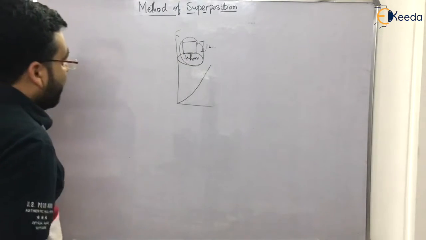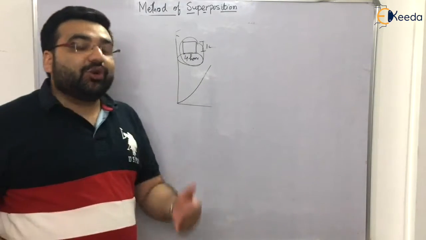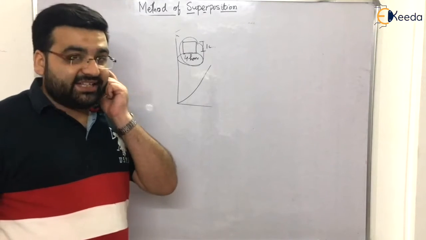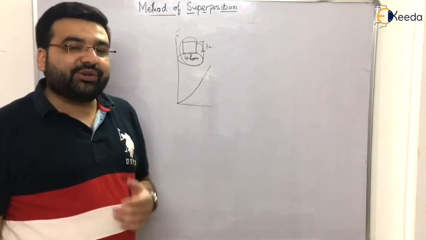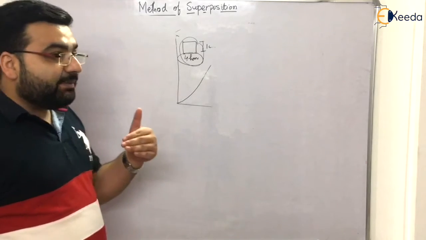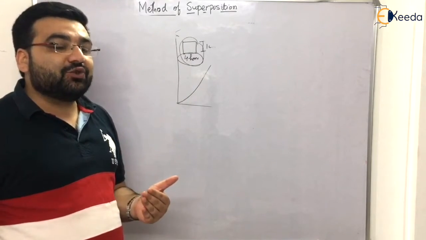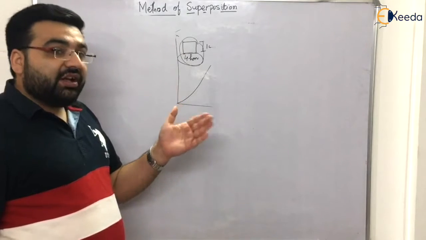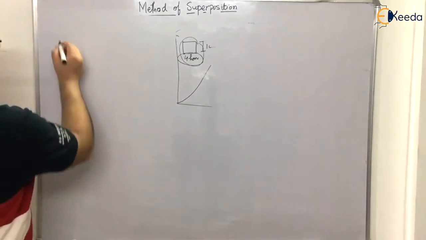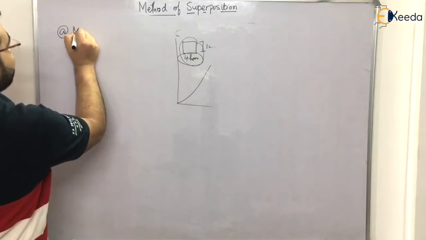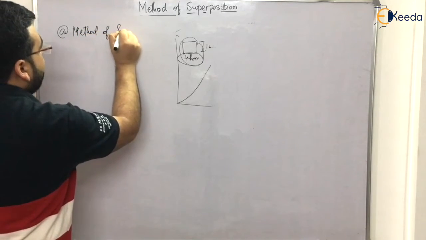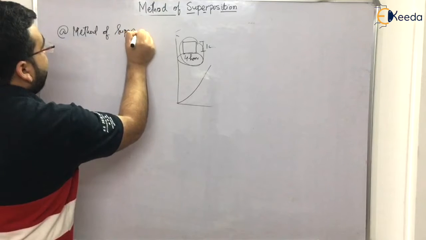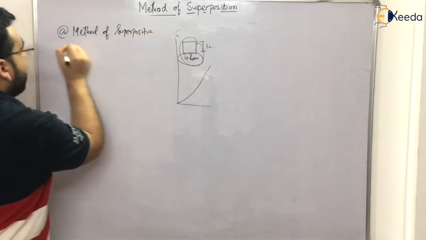First of all, let me tell you when to use the method of superposition and when to use the S-curve. First I will give you a bookish definition of when to use it and when not to use it. Then I will explain why I cannot use the method of superposition in a particular case. So first is the method of superposition. Write it like this.